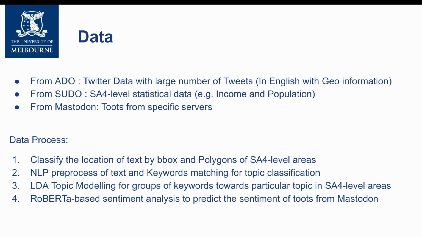The processing of the data can be summarized in four aspects. The first one is the location classification by bounding boxes and polygons. The second one is NLP preprocessing of text and keyword matching. The third one is the LDA topic modeling. And the last one is the sentiment analysis by a BERT model.